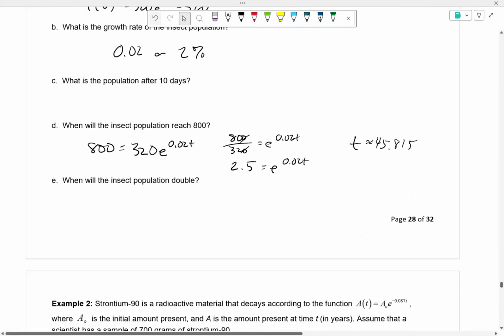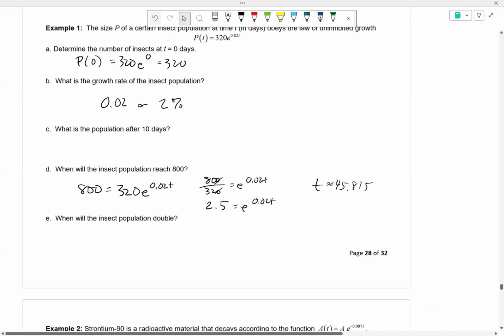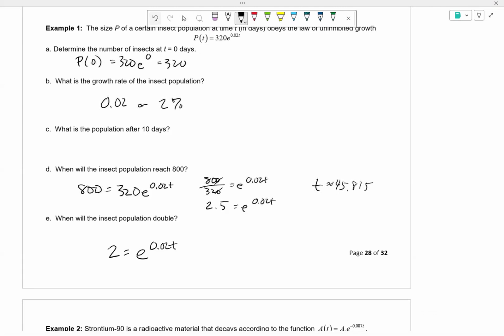Okay, for E, when will the insect population double? We'll do the same thing. Instead of 800, it would be 640. Or would you be comfortable going to 2 equals e to the, and is that something you would feel comfortable doing? You could if you want to. It doesn't matter what you start with, just as long as the second is doubled. And then you just go from there. I believe it's going to be something less than 45. That's just off the top of my head. Okay, what do we get there? 34.657.